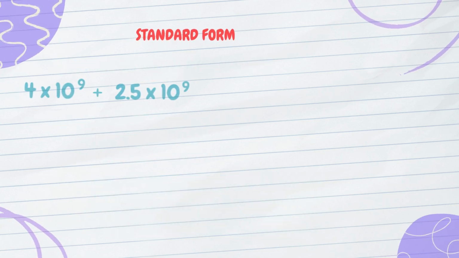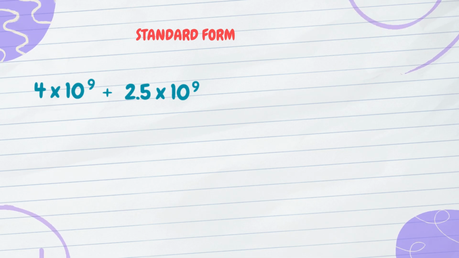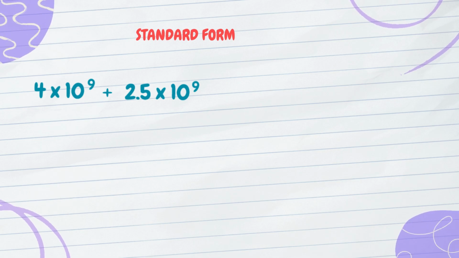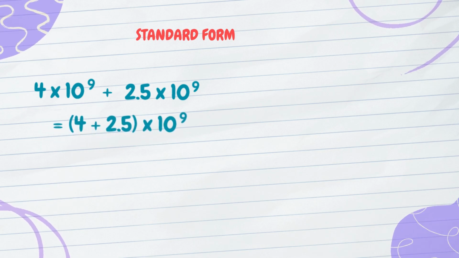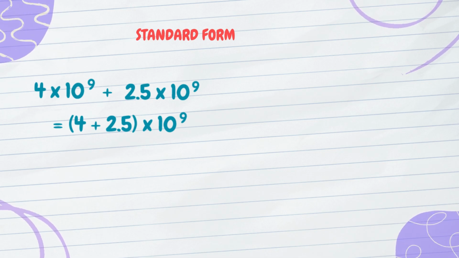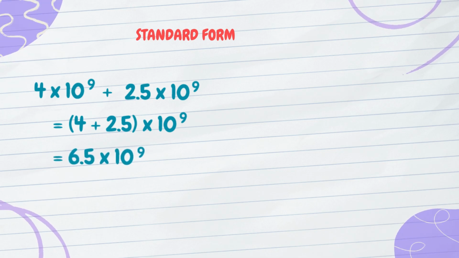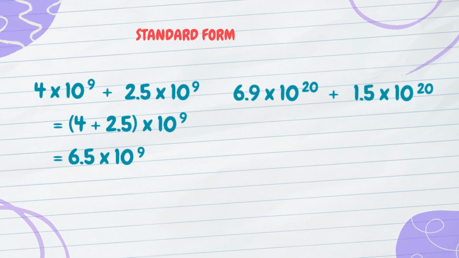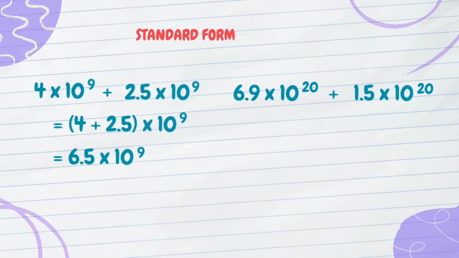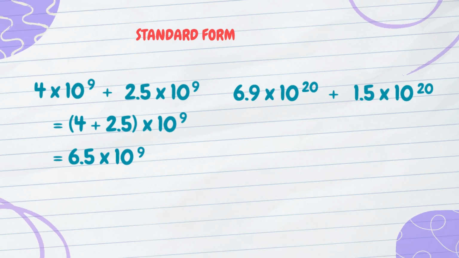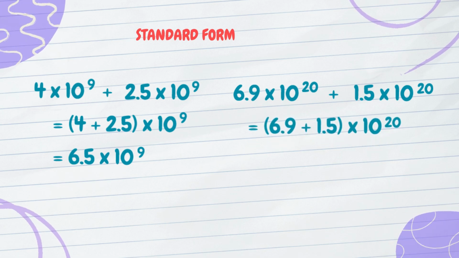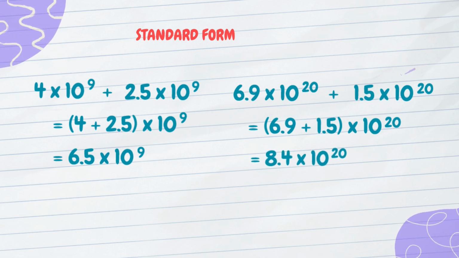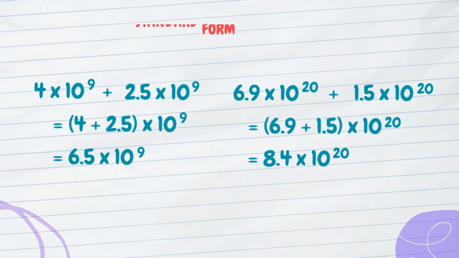For example, add 4 times 10 to the power 9 and 2.5 times 10 to the power 9. a is 4 and b is 2.5. Then this should be 4 plus 2.5 times 10 to the power 9. After computing, the solution is 6.5 times 10 to the power 9. Another example, add 6.9 times 10 to the power 20 and 1.5 times 10 to the power 20. This should be 6.9 plus 1.5 times 10 to the power 20. After computing, the solution is 8.4 times 10 to the power 20.